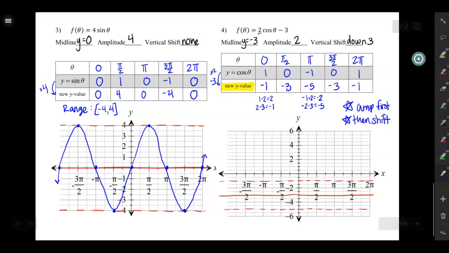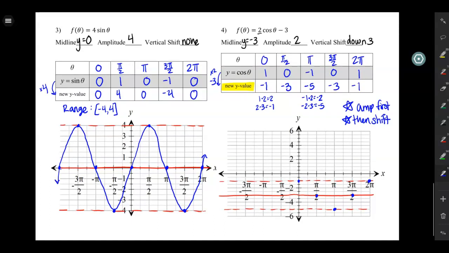Okay. So I'm going to go ahead and plot these now. I have a point at 0, -1, pi halves -3, pi -5, 3 pi halves -3, and 2 pi -1. This is one case where I really recommend drawing in your midline as well as how far up and down your graph is going to go. Because then as you start plotting these points that you've created from your table, if you get a point that's clear up here, then you know you've done something wrong, because you know that your whole graph has to fit between these two dotted lines.